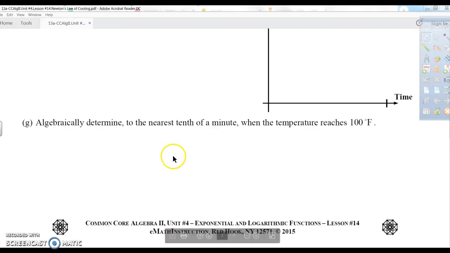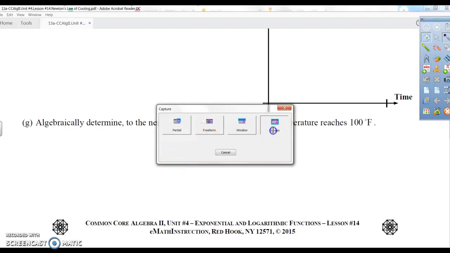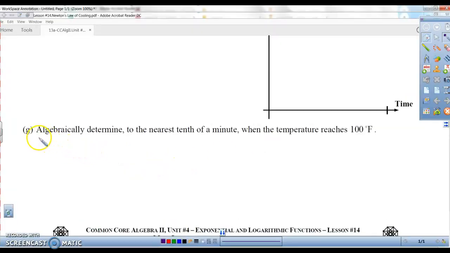This is Algebra 2, Unit 4, Lesson 14, the last of the notes for Newton's Law of Cooling. All right, so the last sentence on here is: algebraically determine, to the nearest tenth of a minute, when the temperature reaches 100 degrees Fahrenheit.